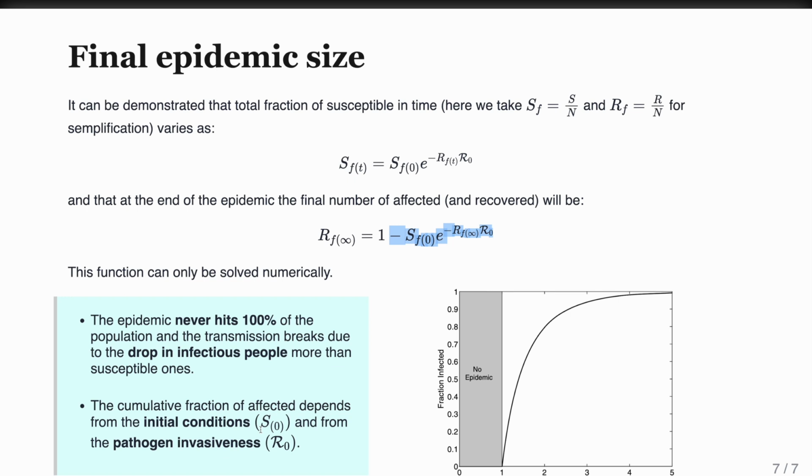Also, the other insight is that the final size of the epidemic, so the cumulative number of infected people, is strongly related to the initial condition, that is the immunity of the population, either natural or from vaccination, and the invasiveness of the pathogen, represented by R naught. Okay, in the next lessons, we will see some extensions of the basic SIR model to see what happens if we use more compartments or if we have a more heterogeneous population.